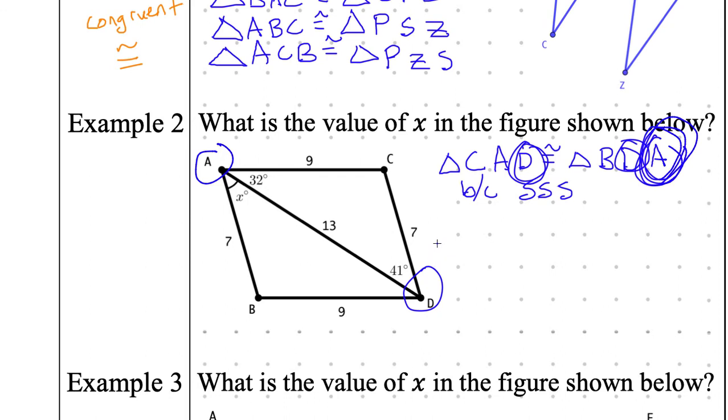Say again? X is equal to, is it 32 or is it 41? Yeah, 41. So let me run through this problem one more time, but x is equal to 41 degrees.